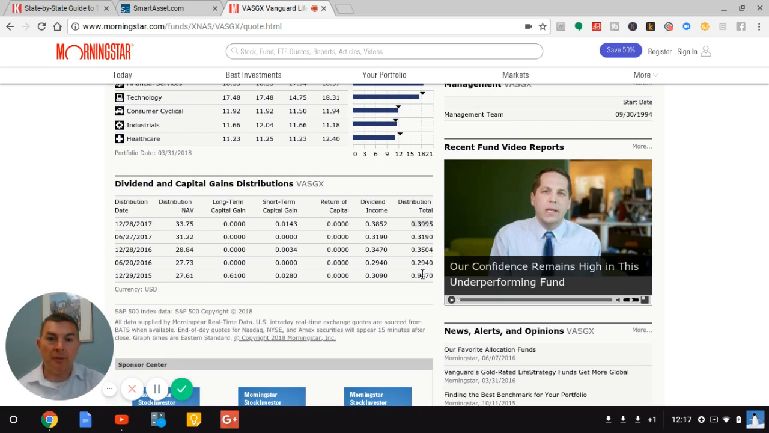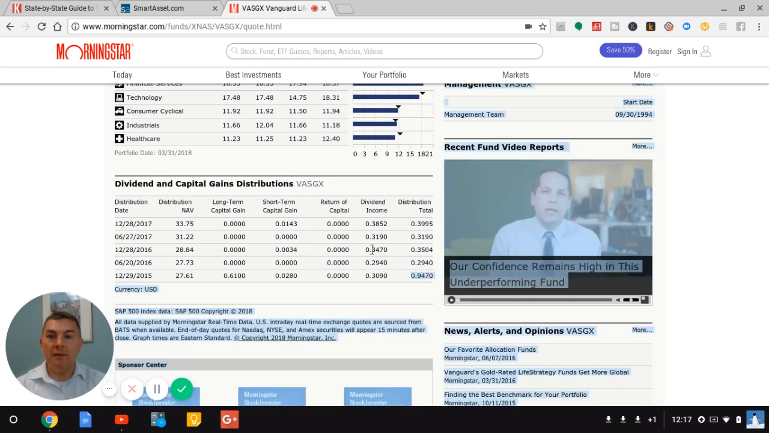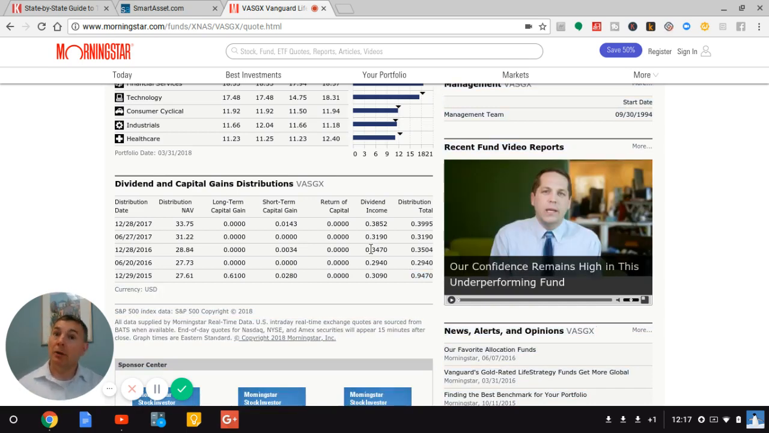So let me show you something. This is a good example here. Distribution total. This is at the end of 2015. Now, I don't know what it did in June of 2015. This is actually important. This is 94 cents. You got a 94-cent distribution for each share you owned of this fund, and each share traded at 27 bucks. So what we do is we take 0.947, divide that into 27.61. We had a 3.4% distribution yield right there.